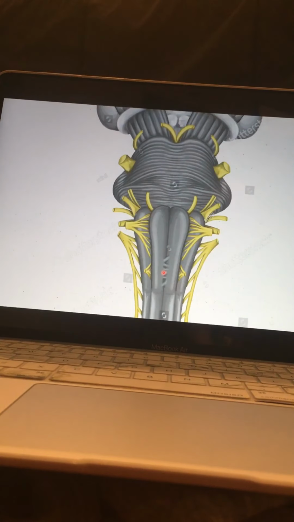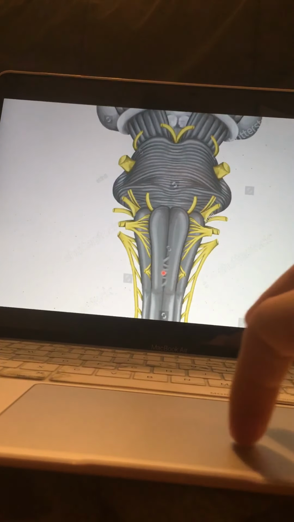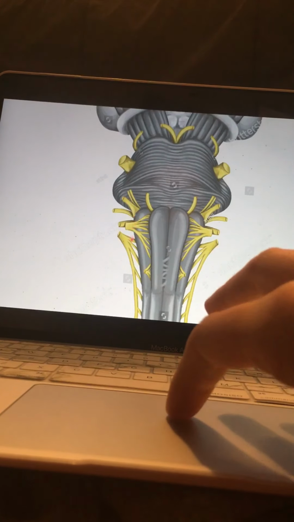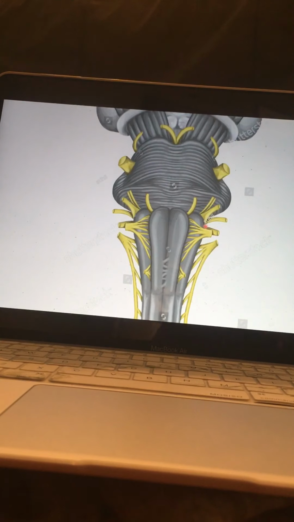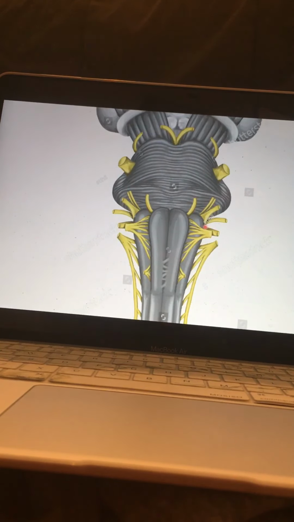We can't really see very well in this model, but over here on both sides of the pyramids, which would be about here and here, would be the olives. While they sound like food, they are actually responsible for the relay of sensory information to the cerebellum.